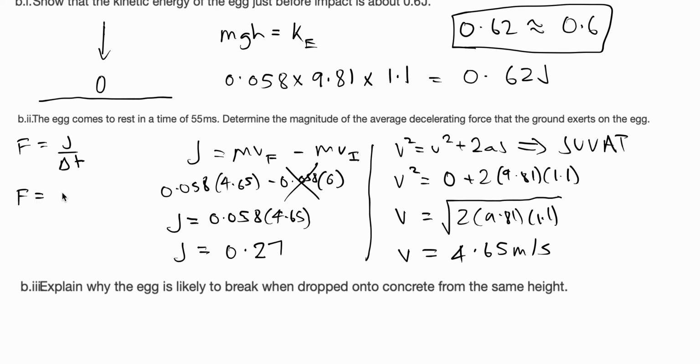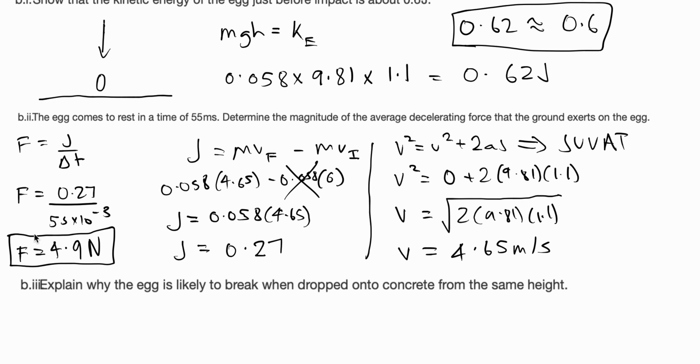F is equal to 0.27 divided by 55 milliseconds. So that's 55 times 10 to the power of negative 3 seconds. Now we put this in our calculators, and we get the answer, about F is equal to 4.9 newtons. That's the magnitude of the average decelerating force that the ground exerts on the egg. That's the answer, 4.9 newtons, which we could round to 5 newtons, but I'll just keep it 4.9.